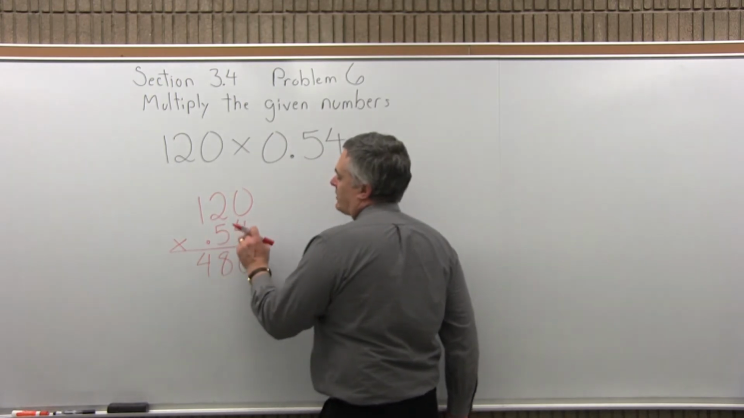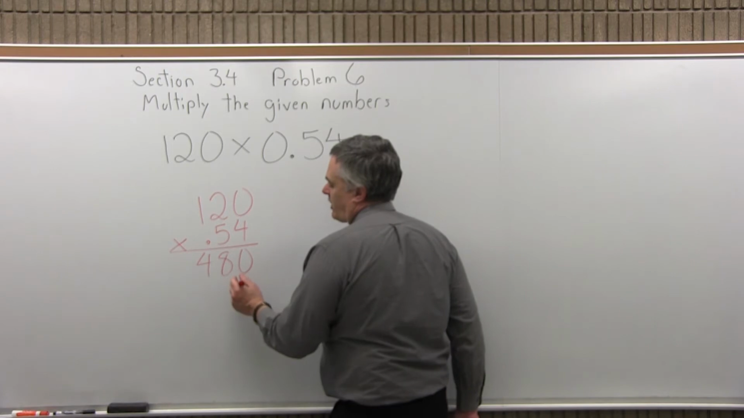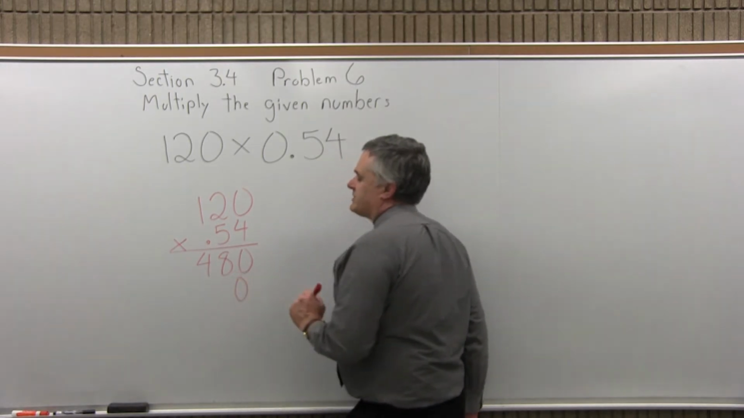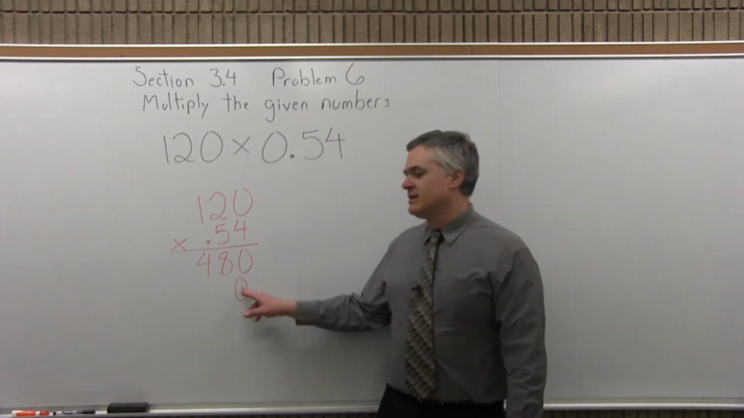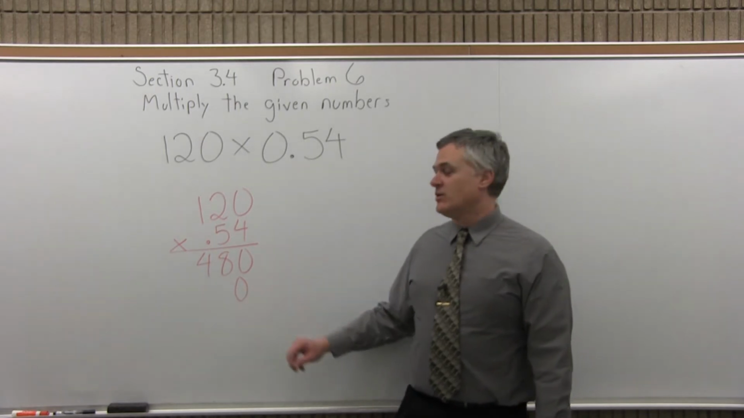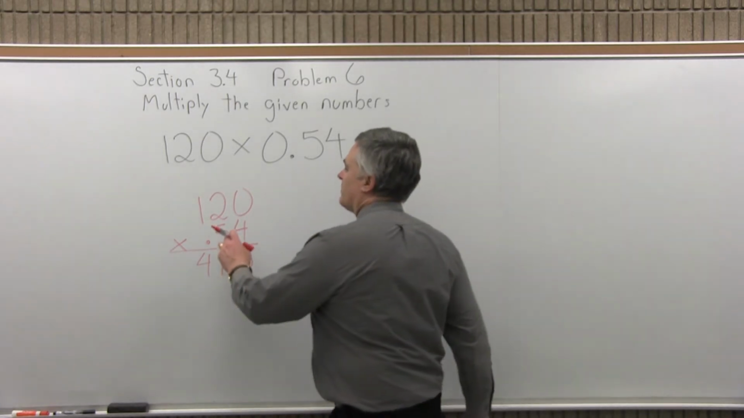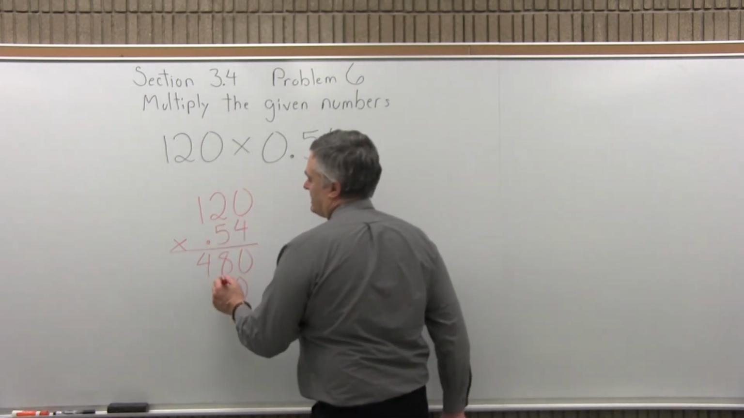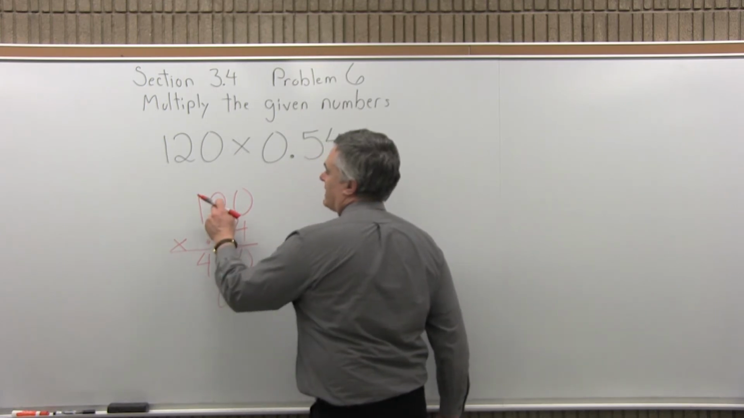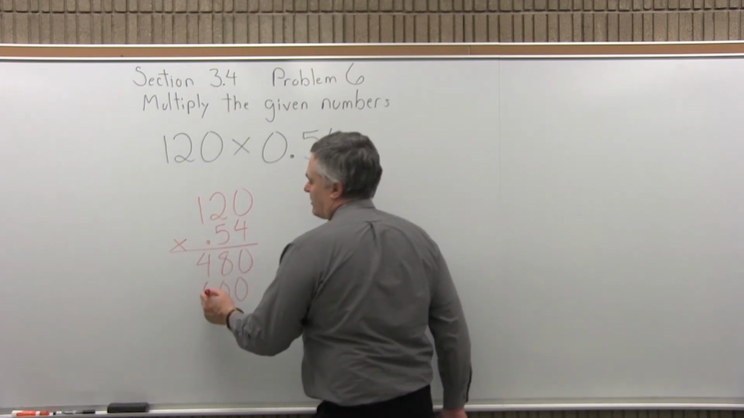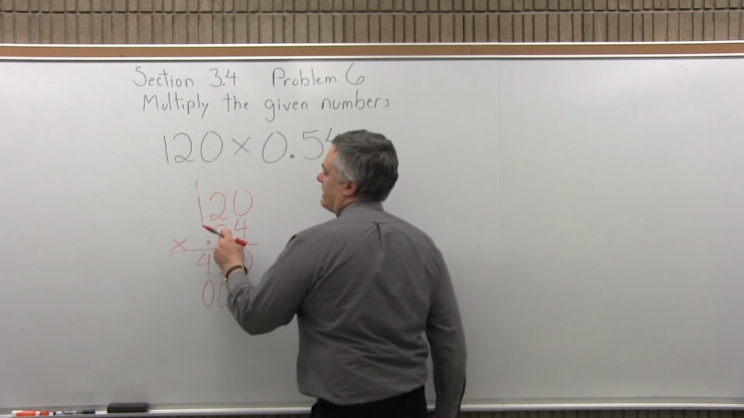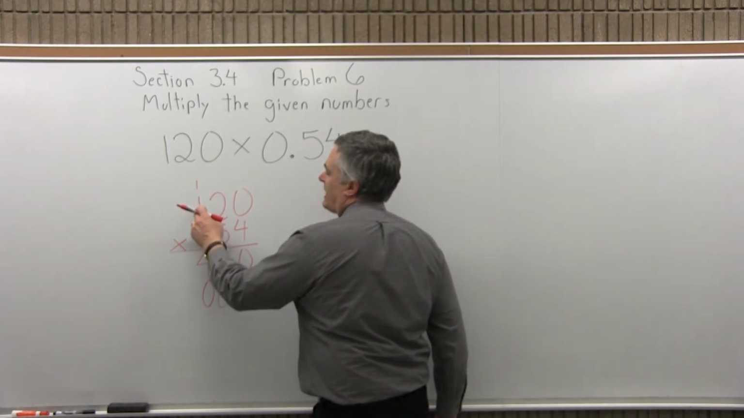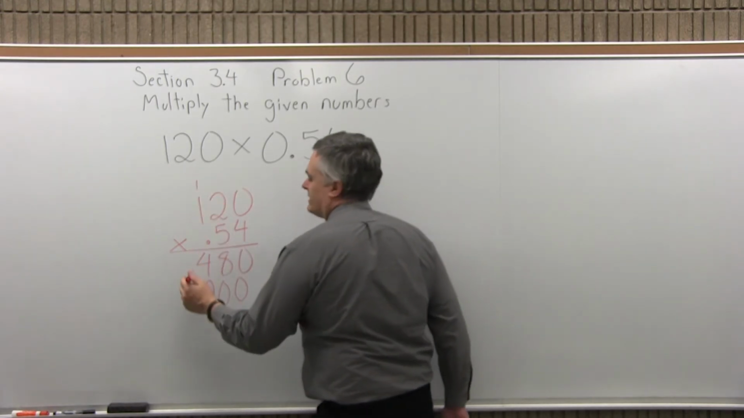Now for the 5, before I start to multiply, I want to move over one position to the left. So you can leave the rightmost spot blank, or you can fill in a 0 to hold your place. And now 5 times 0 is 0. 5 times 2 is 10. So I'll write 0, carry the 1 for the 10. 5 times 1 is 5. 5 plus 1 more that you carried is 6.